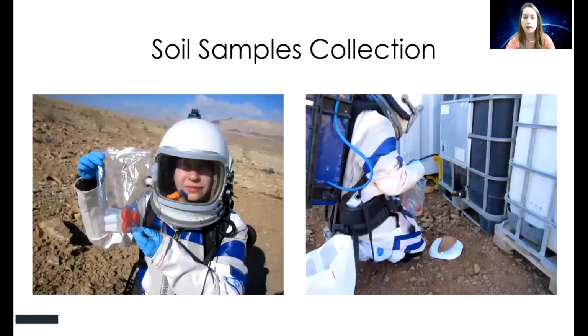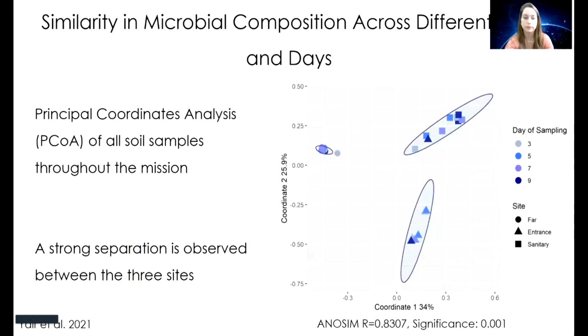This is how a sample collection during EVA looks like. Specifically, those are pictures of the sanitary site and the far site. Moving on to the results. As I mentioned, we sampled each site on 4 different time points during the mission in duplicates, which means a total of 24 samples. Each sample was analyzed to determine the population composition and the dominant taxa.